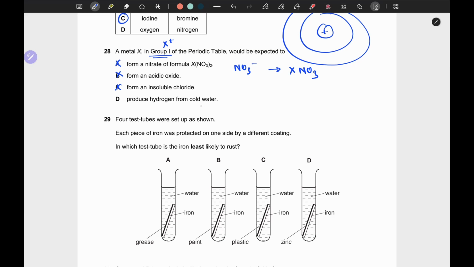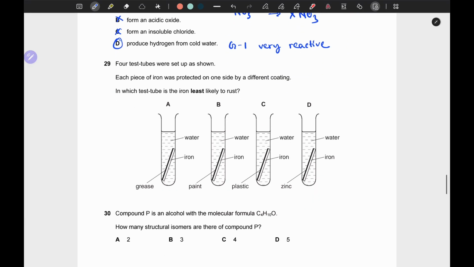If you look at D, produce hydrogen from cold water. D makes sense because group 1 metals are very reactive, so they do react with cold water. So group 1, very reactive.